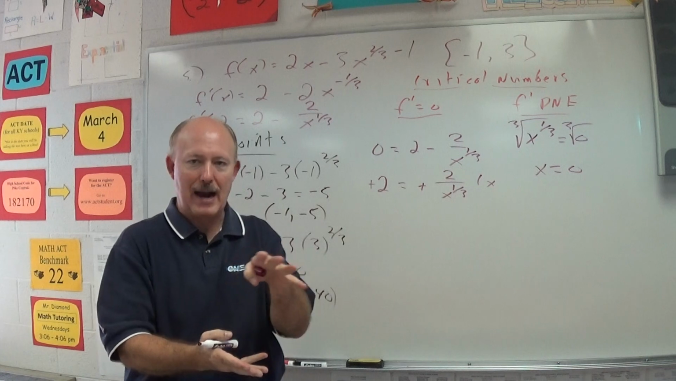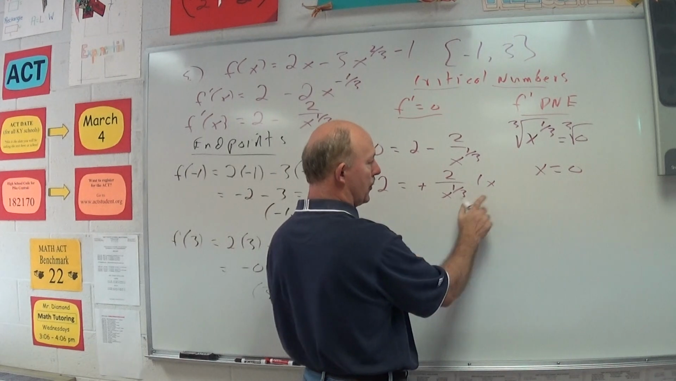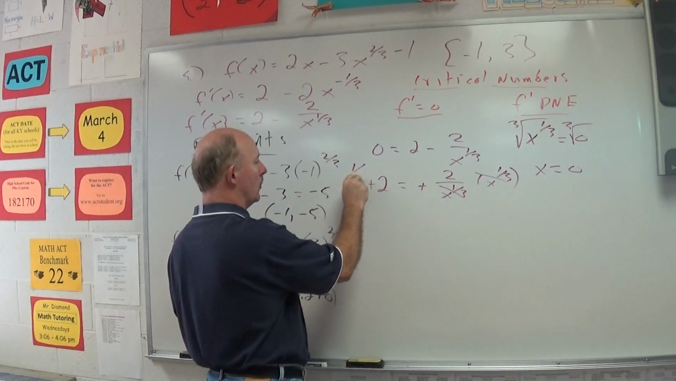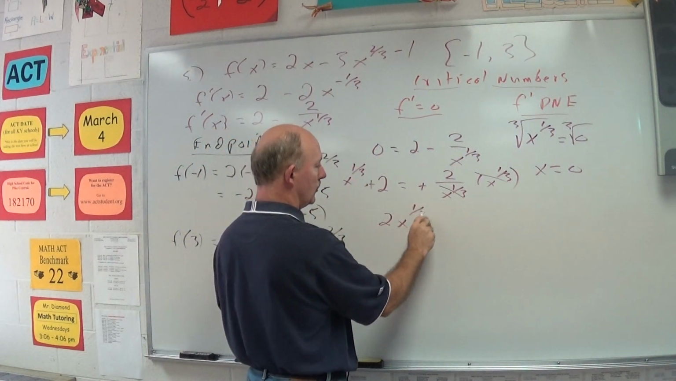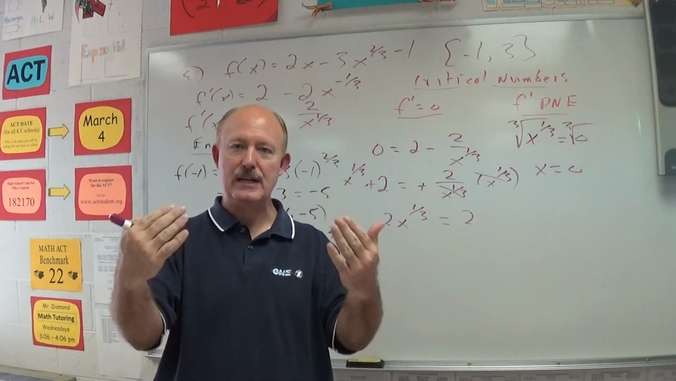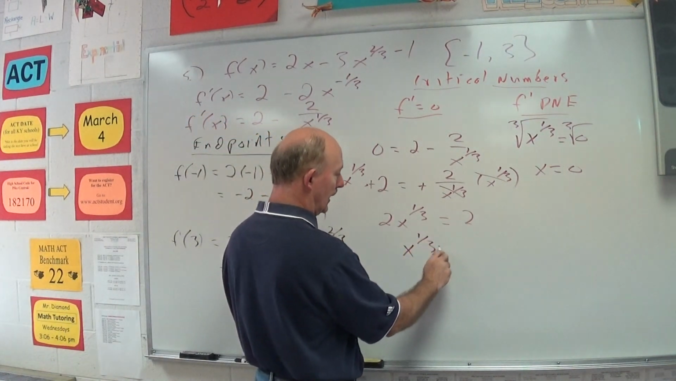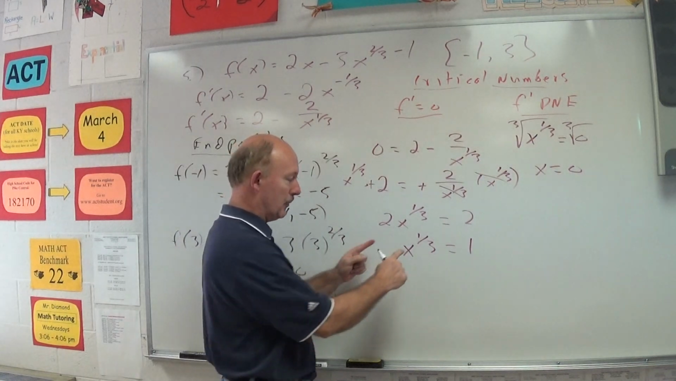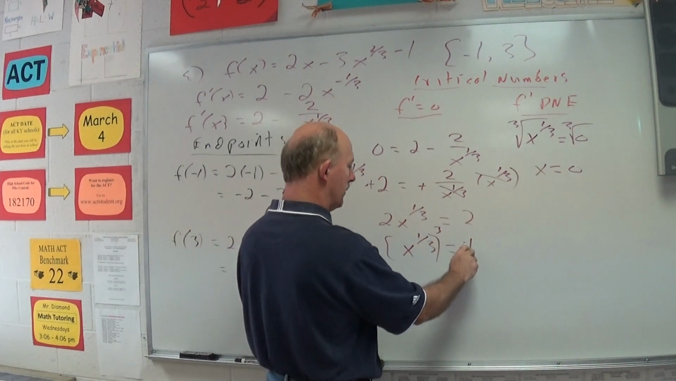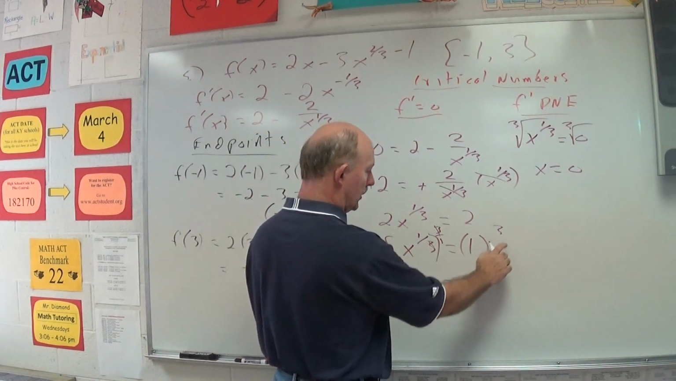Now, when you see a variable in the bottom of a fraction, you have to get the variable out of that fraction. To get rid of that x to the 1/3 on the bottom, we multiply x to the 1/3 to that side, and multiply x to the 1/3 to the left-hand side. That gives us 2x to the 1/3 equals 2. A fraction is just division, and to get rid of division, you multiply. To finish this up, we divide both sides by 2. That gives x to the 1/3 is equal to 1. Now to get rid of the 1/3 exponent, we cube both sides, which gives us x equals 1 to the 3rd power, which is 1.